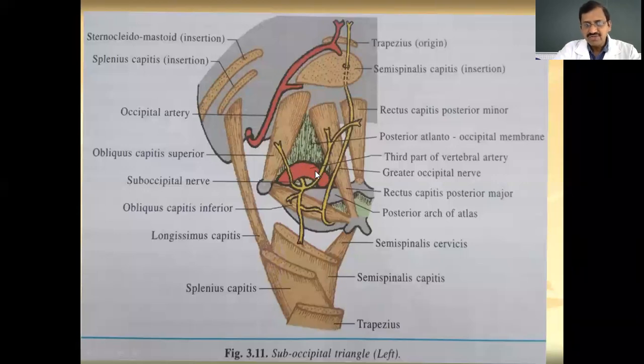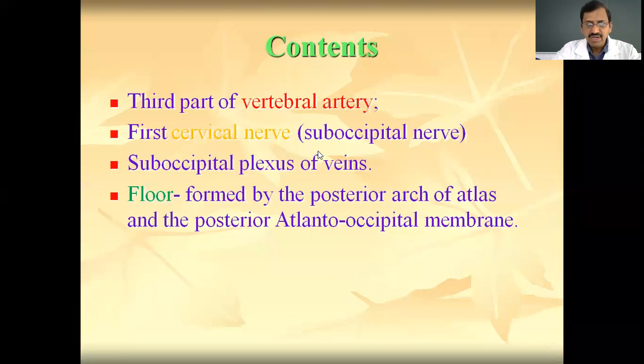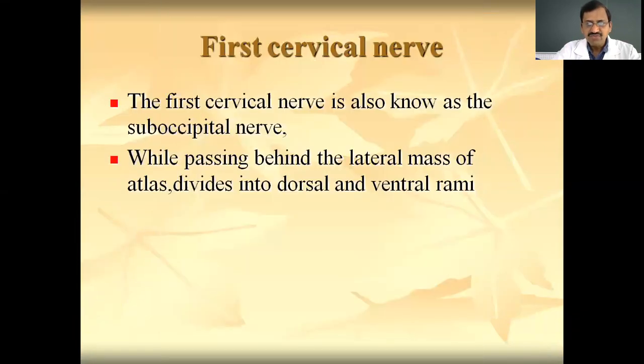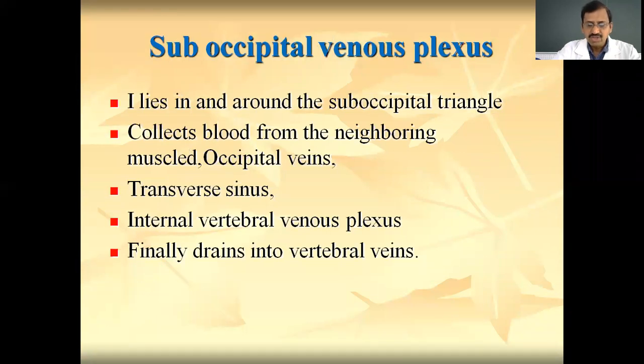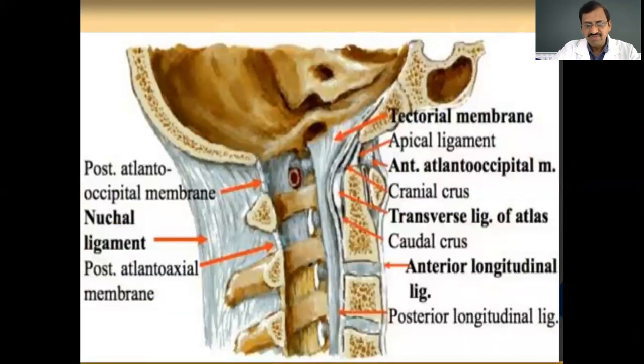Next, coming to the contents: the third part of the vertebral artery, then the first cervical nerve, which is also called the suboccipital nerve, and the suboccipital venous plexus. This suboccipital venous plexus is related with the vertebral venous plexus. Because of this reason, if there is any infection or any malignant condition of the neck, it may be transmitted to the vertebral venous plexus and migrate, that is what we call metastasis, to the central nervous system.